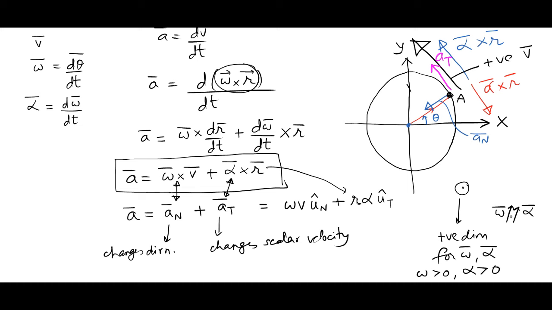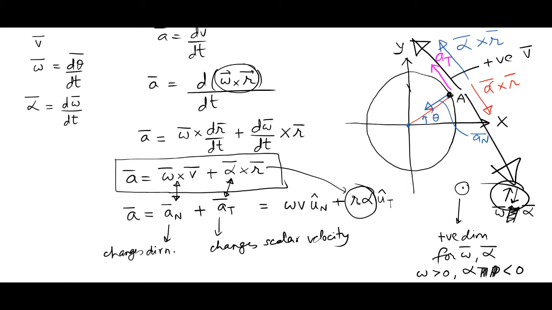Now if the particle is slowing down, then omega bar and alpha bar have opposite directions, which will mean opposite signs. Omega is greater than 0 obviously, so alpha will be negative, and that would allot a negative sign to this product. You still multiply by the same old unit vector ut cap, which is in the direction of motion, the forward tangential direction, and you get an acceleration component which is in the backward direction, as expected if the particle is slowing down. Particle is slowing down, remember, because we said that omega bar and alpha bar have opposite directions.